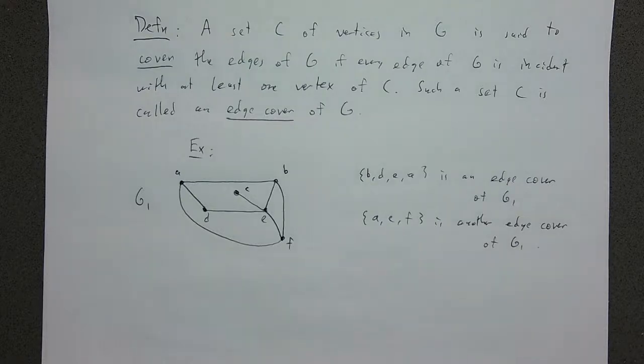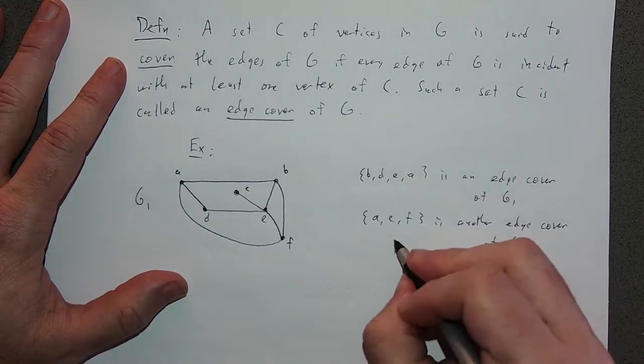Can we do it with two vertices? The answer for this particular graph is no. But of course, that brings up the interesting question of what the smallest edge cover is. What's the smallest size of an edge cover of some graph? We could say in this way that this is a minimum edge cover of G1.